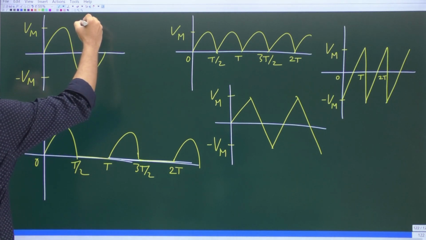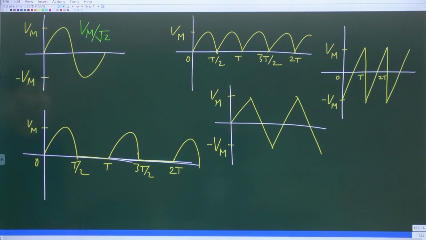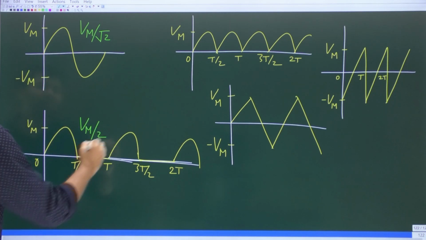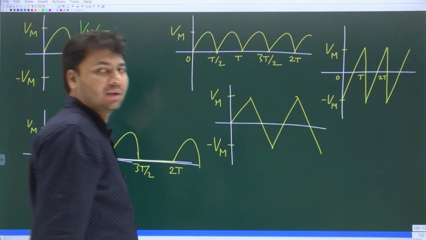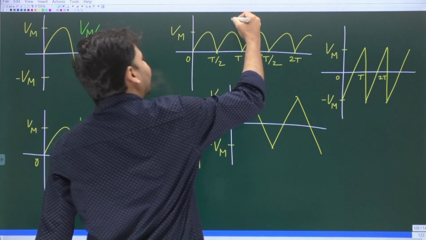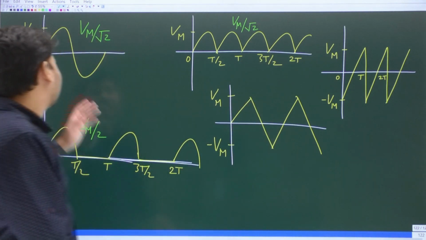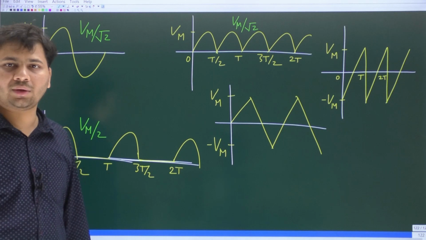First is the pure sine wave. Its RMS value, as we already know, is Vm by root 2. The second is the half wave rectified version of the pure sine wave. Its RMS value is going to be Vm by 2. And this waveform, as I said, is the full wave rectified version of this pure sine wave. Its RMS value is the same as the RMS value of the original pure sine wave, which is Vm by root 2.